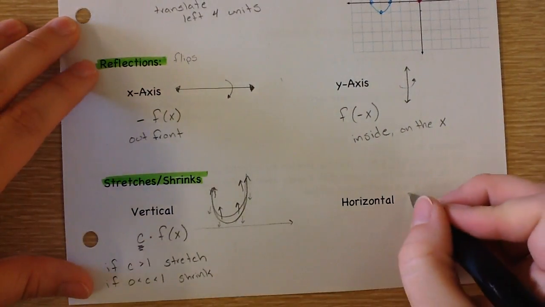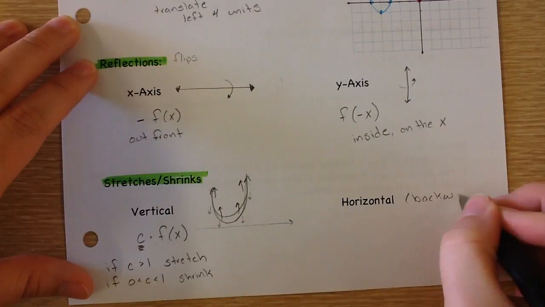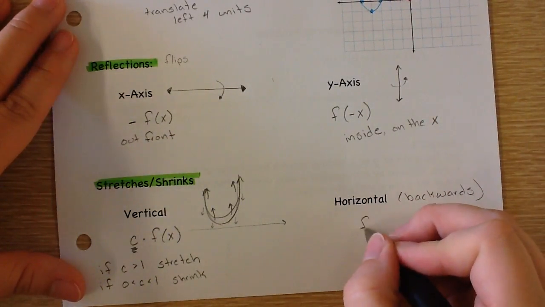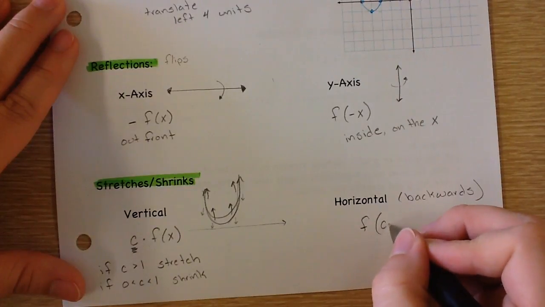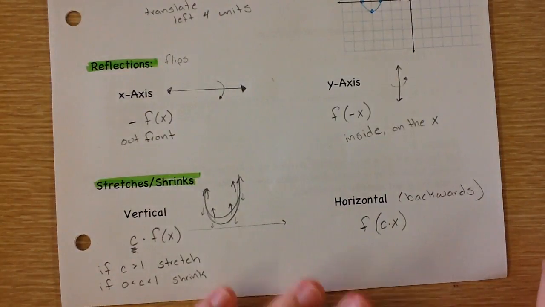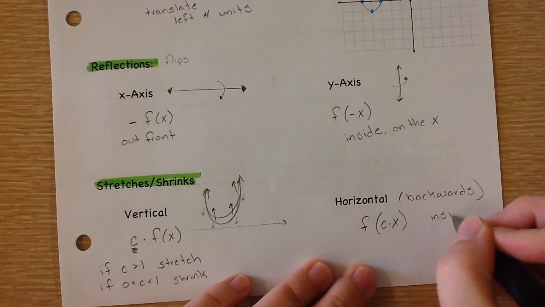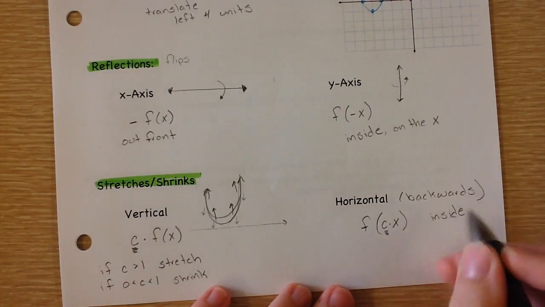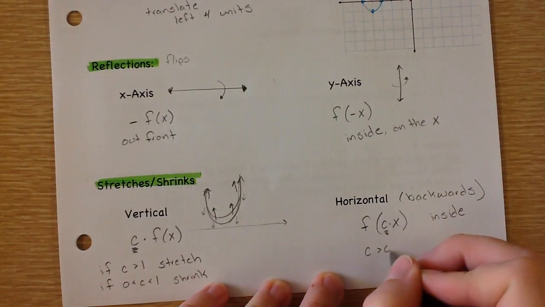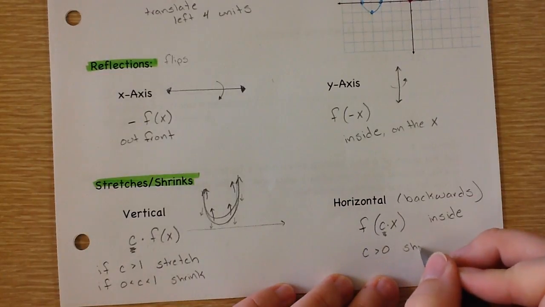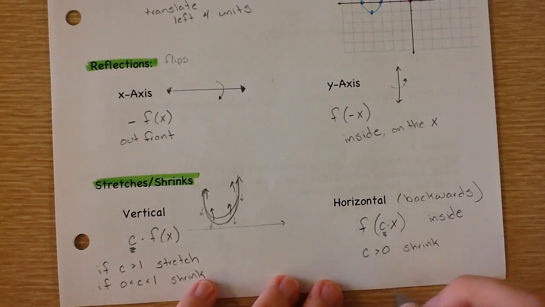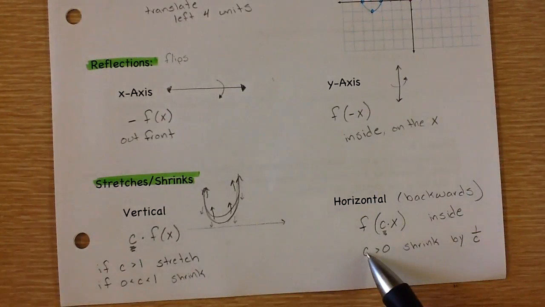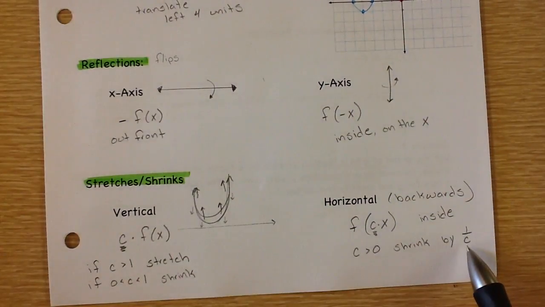Again, a horizontal stretch or shrink works backwards. And this is where you multiply inside, times your x, the c there inside. So again, you multiply inside for a horizontal. But how it works backwards is if c is greater than 0, it's going to be a shrink. And it's going to be a shrink by 1 over c. So if your c is 8, it's actually going to shrink it to 1/8 its size.